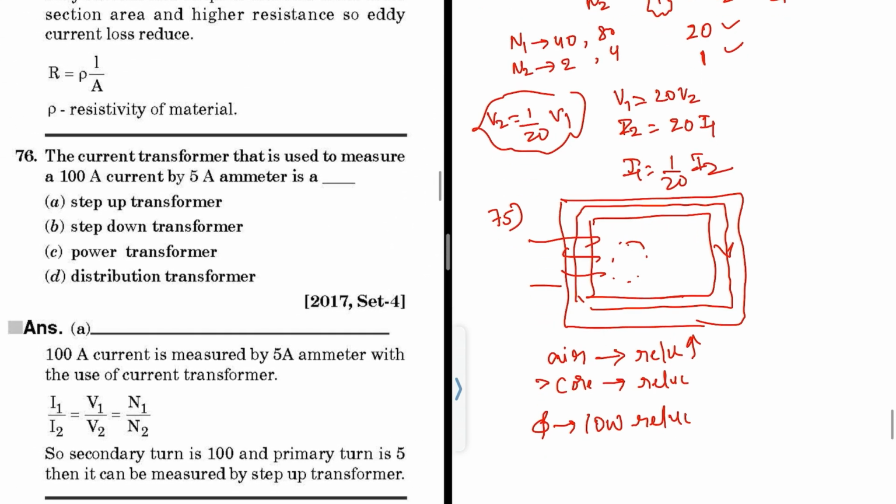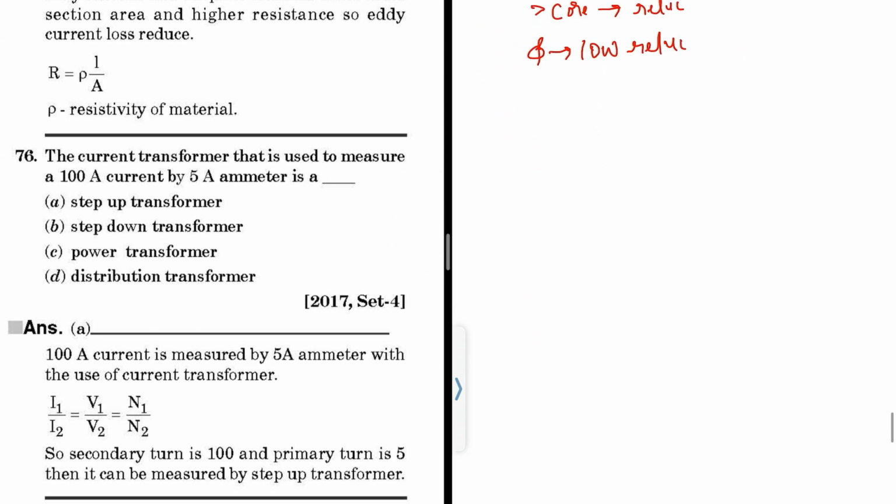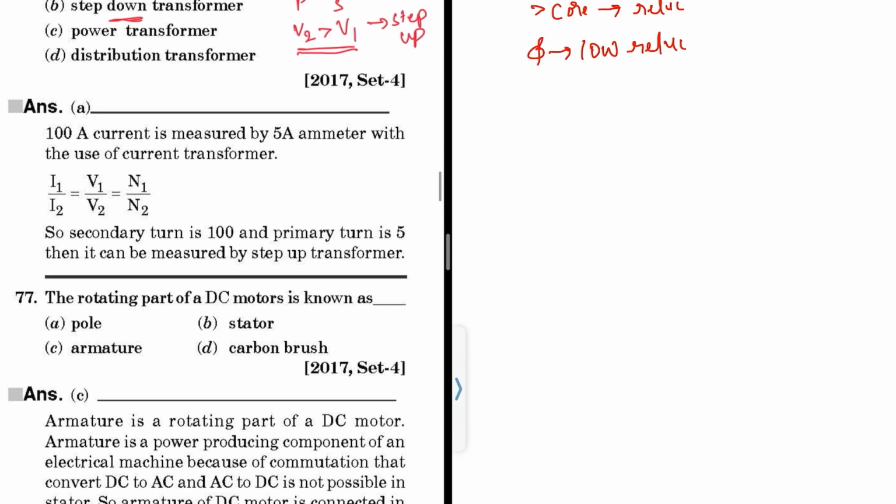Coming to question number 76, the current transformer that is used to measure 100 amp current by 5 ampere ammeter. So here 100 is primary current and 5 ampere is secondary current. So current is stepping down, so voltage is stepping up. So secondary voltage is greater than the primary voltage. So this is called step up transformer. Generally, this up and down is based on the voltage. So this is step up transformer.